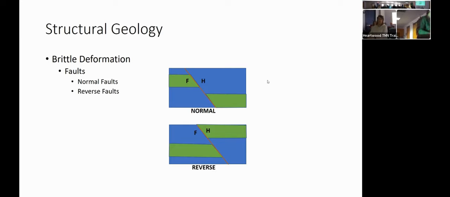So you can imagine for the normal fault, you're pulling it apart and pieces are sliding down. For the reverse fault, you're pushing it and pieces are getting sloughed up together. So that would happen in a compressional area like where you have subduction and things like that. Next slide.